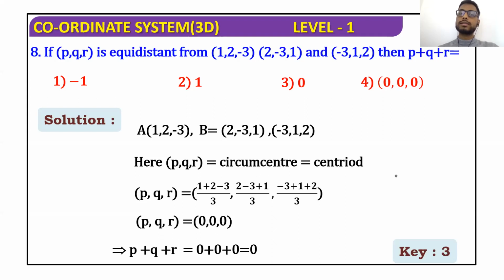So my answer is 3. If my question was find the point P comma Q comma R, then in that case my answer would be 4, 0 comma 0 comma 0. So just keep an eye, because sometimes you might get the answer easily, but the question might be asked in a tricky way, or the options might look similar. Okay.